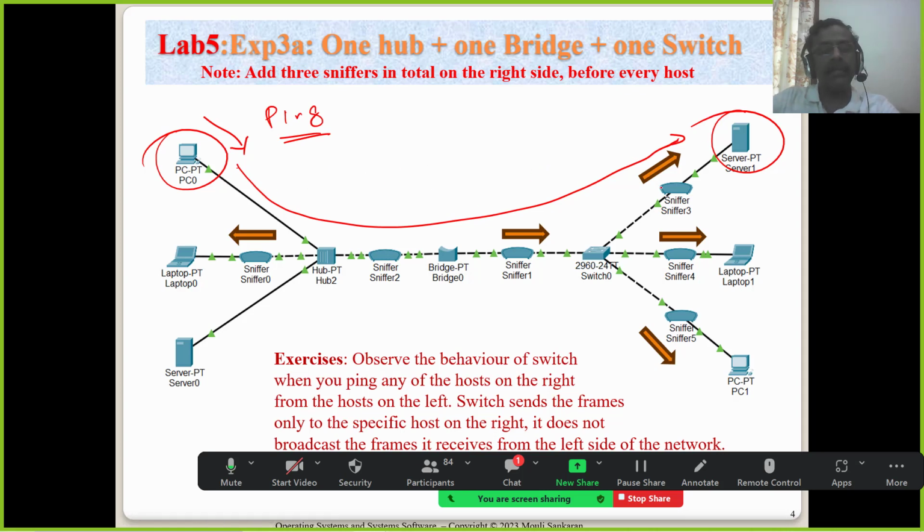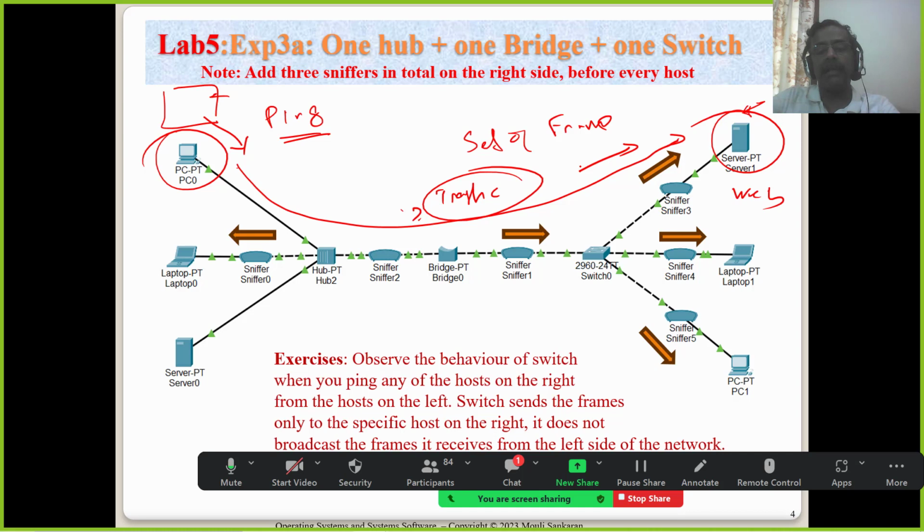Either a file transfer is happening, or this is a web server, so this host has opened a web page hosted on this server. So there is a one-on-one communication happening between these two hosts. Now my question is, please remember the traffic finally means some set of Ethernet frames going across between them. Some frames will be traveling in this direction, some frames in the other direction. Now, where is all this traffic going to be seen?